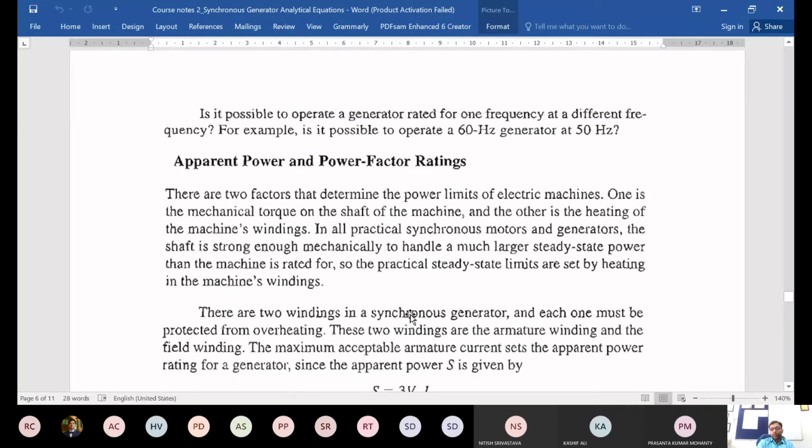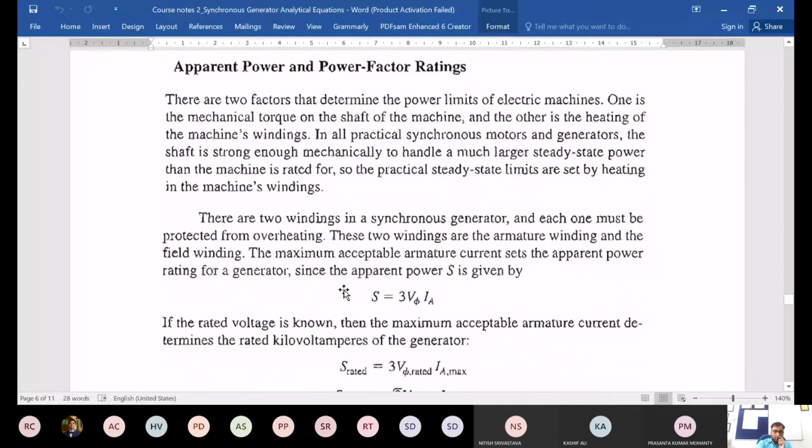Now, there are two windings on the synchronous generator, as we have been discussing: the armature winding and the field winding. Each one needs to be protected from overheating. Either of these can get overheated and destroyed. So the power output and the power factor rating are determined by the thermal capacity of the two windings. The maximum acceptable armature current sets the apparent power rating for a generator. So how much armature current the machine can take determines the kVA output.